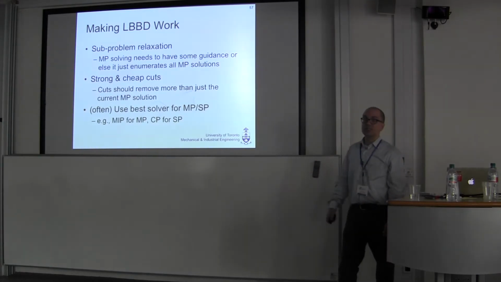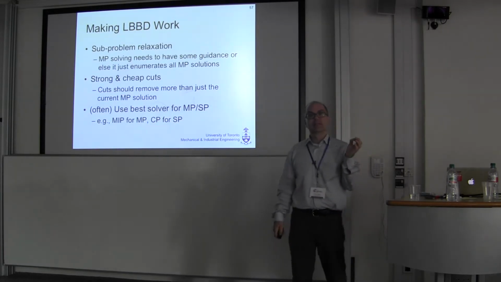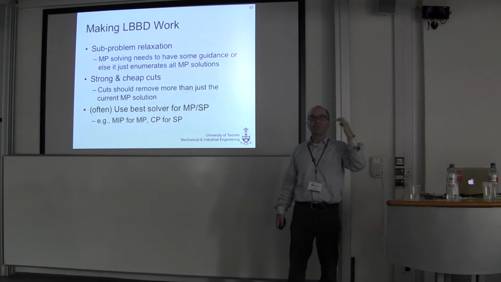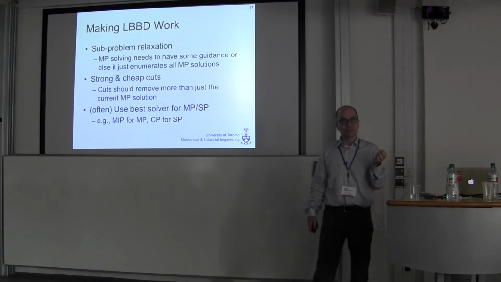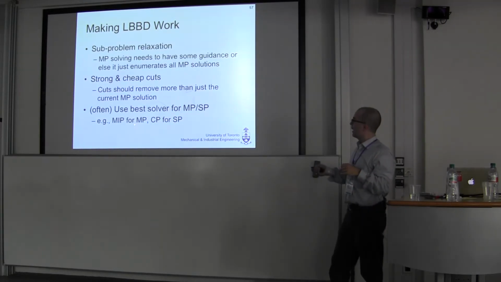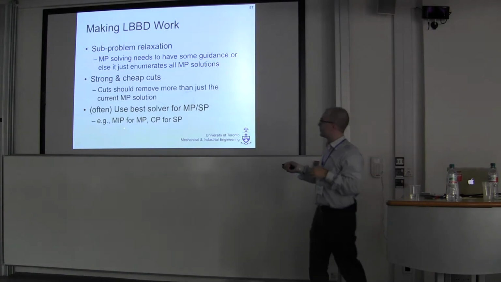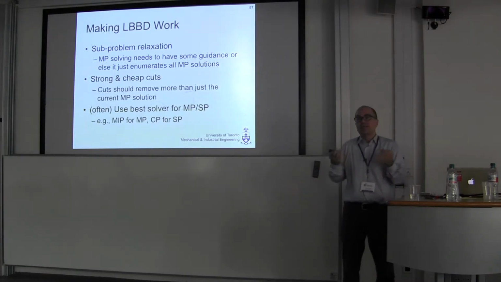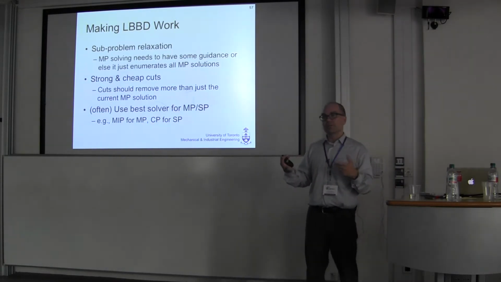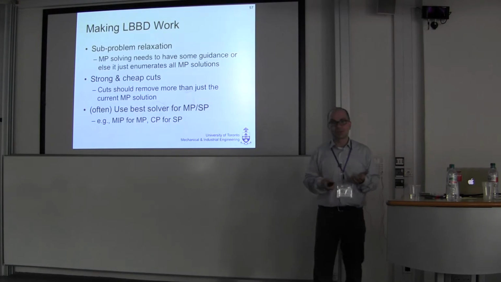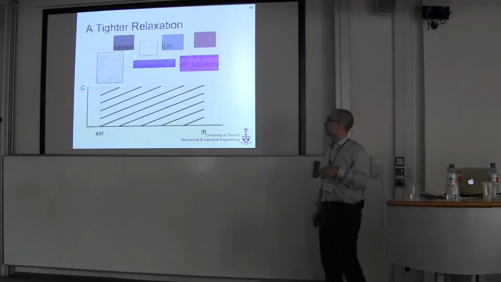Cuts should be strong and cheap. That is, they should be cheap to find, and they should be better than just saying no. Right? They should be better than just saying give me something different. They should actually, hopefully, cut off more than simply the one solution of the master. It should cut off a bunch of that solution space. Often it's the case that a mixed integer program is used for the master problem and constraint programming for the subproblem. There's no reason to do that, but often we can design these problems so that the master problem is solved very quickly with MIP, and the subproblems, as in this example here, are solved very strongly with CP.